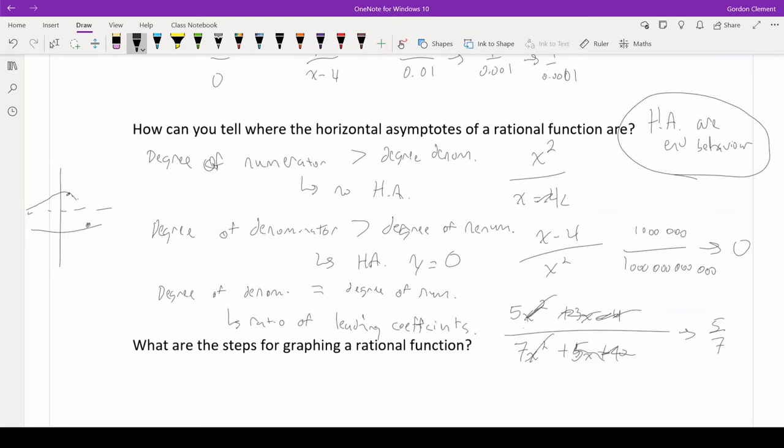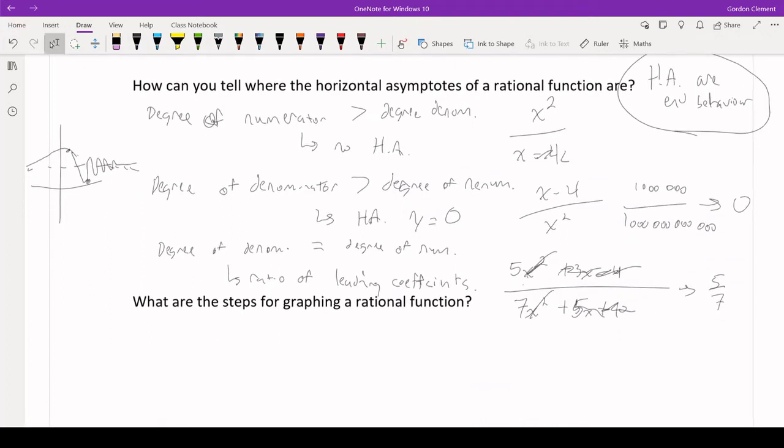This logic only works when we're talking about really, really big x's, so off to the left and the right side of our page. So you're allowed to cross over that asymptote as many times as you want. You just have to settle down to it in the end. So that's the idea. So don't be afraid to cross a horizontal asymptote.